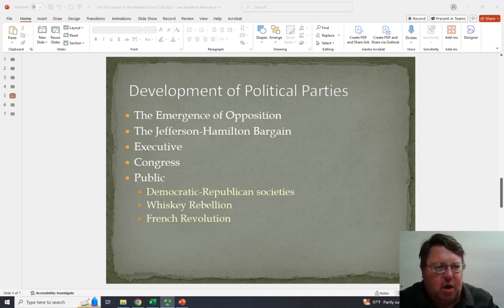Jefferson and Hamilton's executive branch squabbles go out into the public as Jefferson and Hamilton try to garner public support for their policies, as Hamilton tries to garner public support for his congressional ideas that he wants Congress to pass. So the public starts dividing up. As people read the papers of the day, they start arguing about who's the best, Jefferson or Hamilton. You start dividing up into teams.